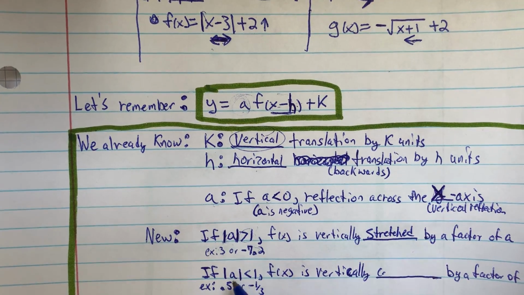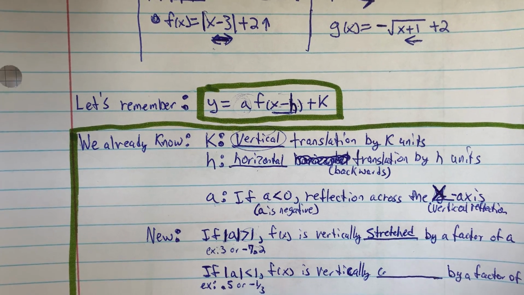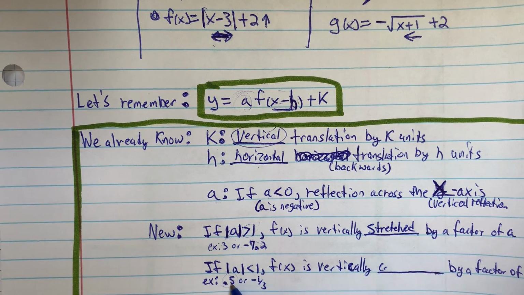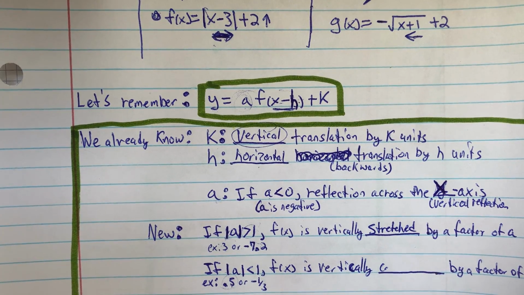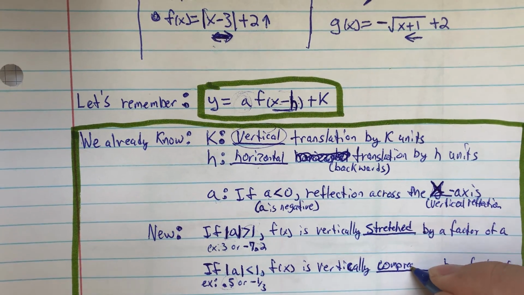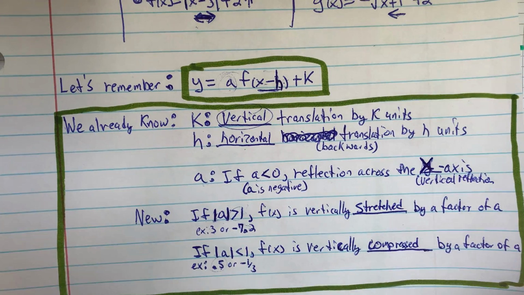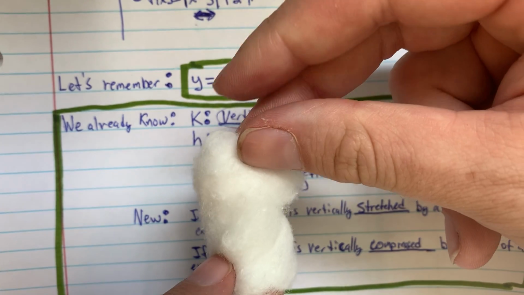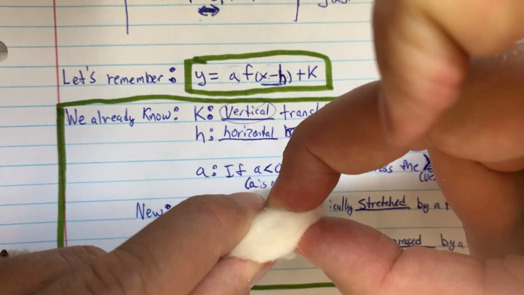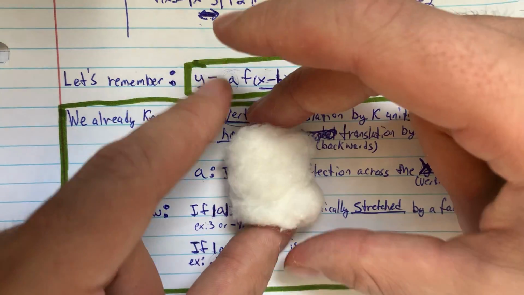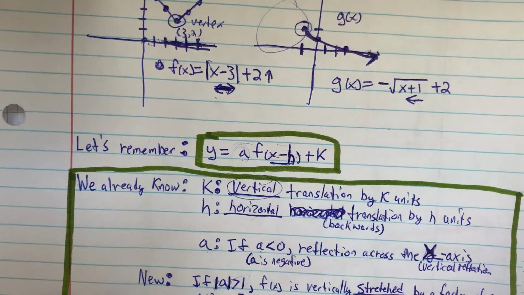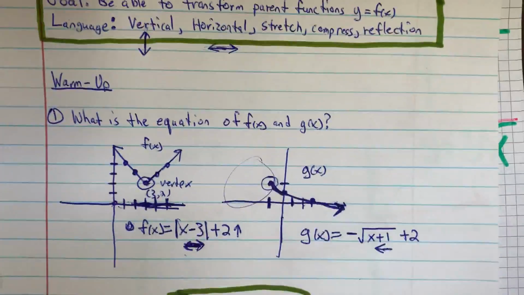On the other hand, if the absolute value of a is less than 1, so it doesn't matter if it's positive or negative, it's about the size. So a could be 0.5, that's an absolute value less than 1, or negative 1/3, those are both absolute values less than 1. F of x is vertically compressed. And we will see why when we get to the numbers in just a minute. And that means that vertically compressed means it's like if we took our fingers and smushed it down this way. Okay, so let's get into some numbers and have this make more sense once we actually do have numbers.